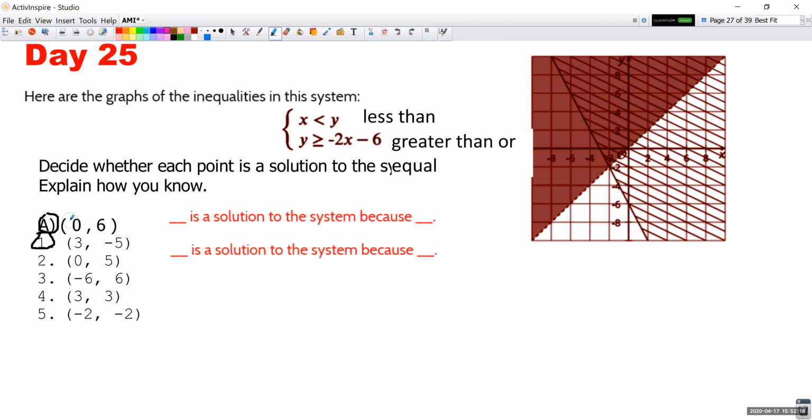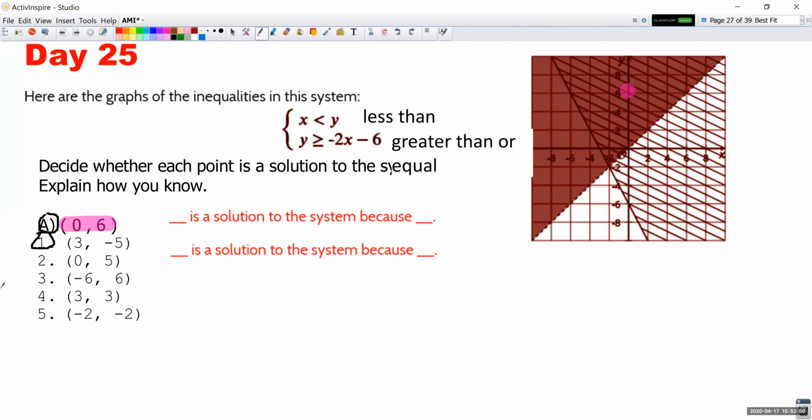Okay, so the first one says 0, 6. I'm going to go to 0 and then up 6. It's right here. And I notice 0, 6 is in the shaded region where it overlaps, where I have the lines and the burgundy overlapping. So I know it's a solution. So graphically, I know it's a solution. I'm going to show you algebraically how I know it's a solution.